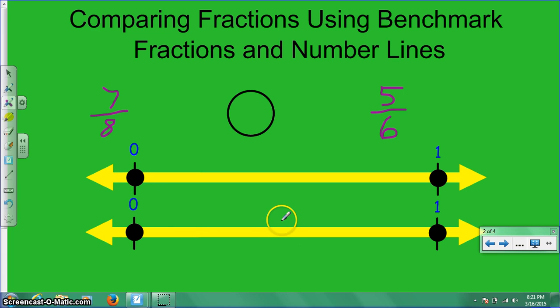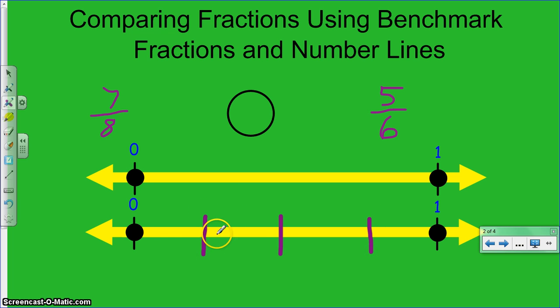and 8s are easy because I can do a lot of cutting things in half. So if I cut the line in half once, then I cut it in half again, and then I cut it in half again, in between those lines I have 8 equal pieces. 1, 2, 3, 4, 5, 6, 7. So here would be 7/8.